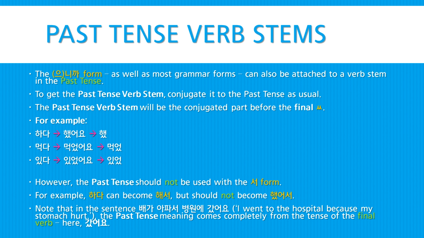먹다 would become 먹었어요, and then the verb stem of that would be 먹었. And 있다 would become 있었어요, and the verb stem would be 있었. However, the past tense should not be used together with the 서 form. For example, 하다 could become 해서, but should not become 했어서. Note that in the sentence, 배가 아파서 병원에 갔어요. I went to the hospital because my stomach hurt. The past tense meaning comes completely from the tense of the final verb, here, 갔어요.